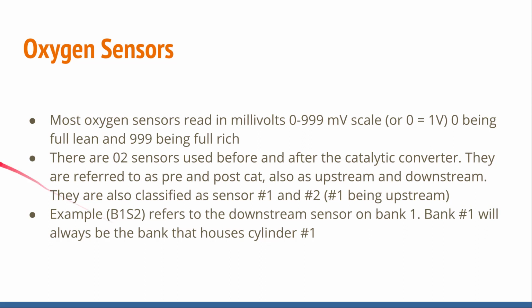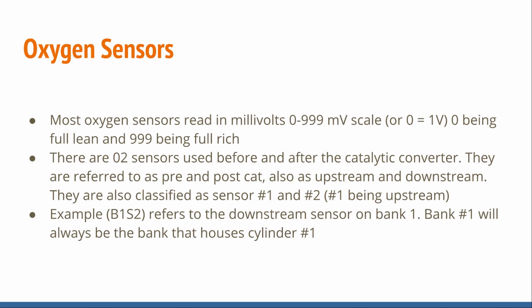Okay, so bank 1, sensor 2. We know that sensor 2 refers to downstream. And we know they're talking about bank 1. So which one's bank 1? Bank 1 is always going to correlate with cylinder number 1. So if you ever want to know which bank is which, you've got to find your cylinder identification.